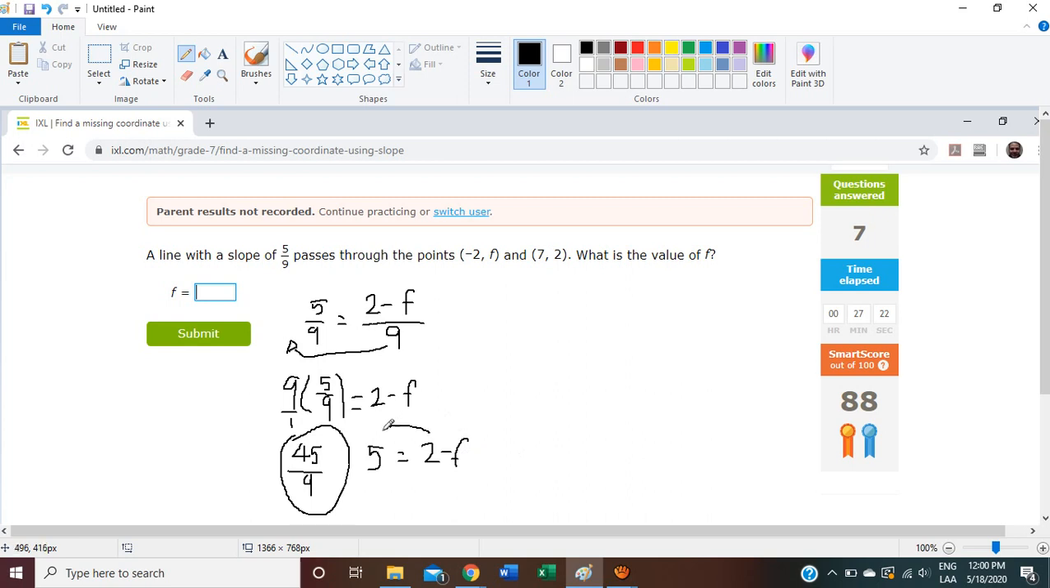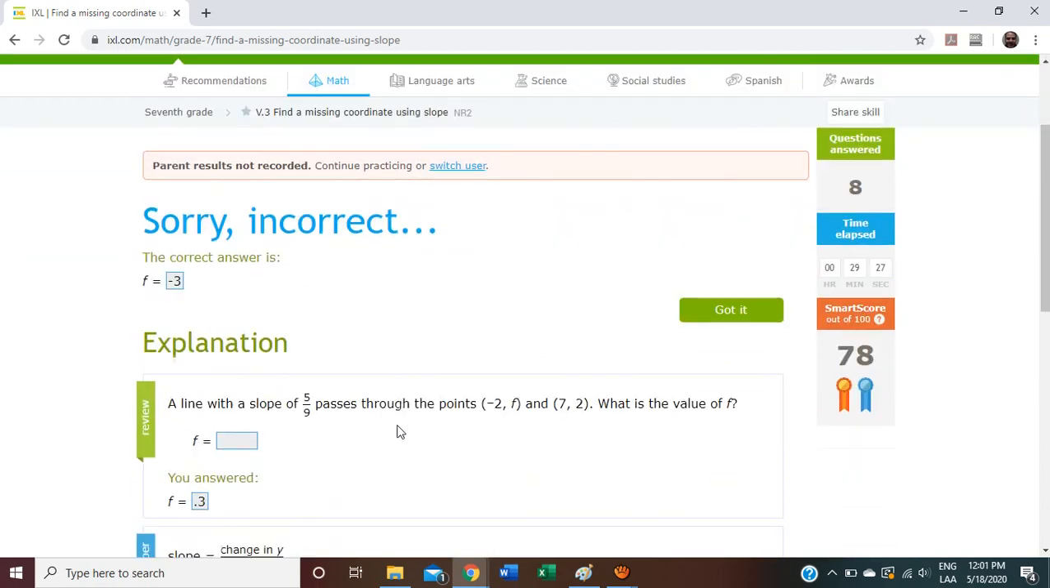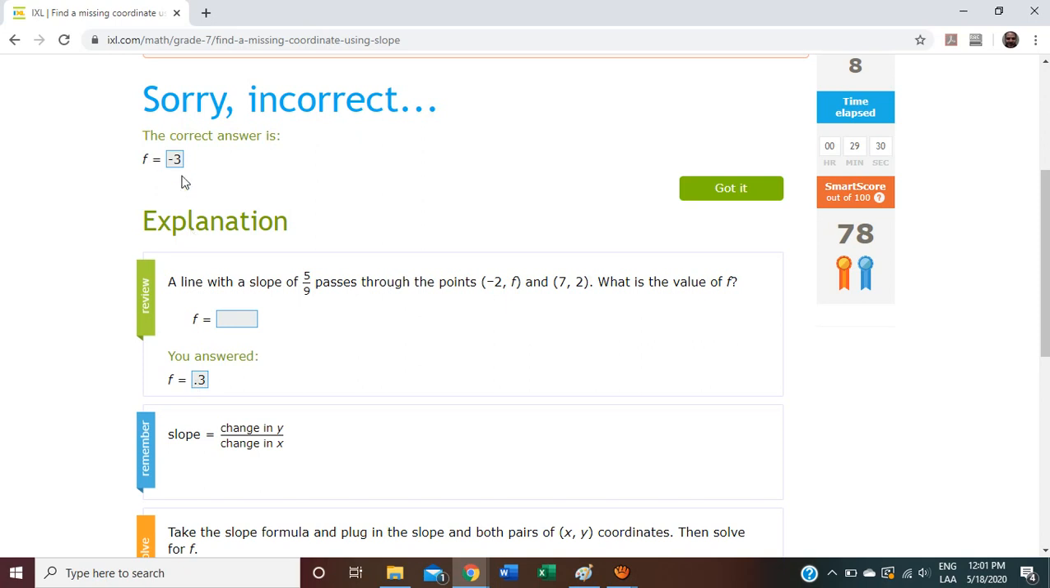Okay, so this 2 is going to the other side. It is adding, now it is going to be subtracting, so 5 minus 2 equals negative f. 5 minus 2 equals 3 equals negative f, so f equals negative 3. Okay, let's check the answer. Negative 3. Oops, sorry, I wrote a point instead of the negative symbol, but well, it was correct. Okay, this is it. This is the last one that I'm going to do. And if you have any question, let me know via private message, and see you next video.